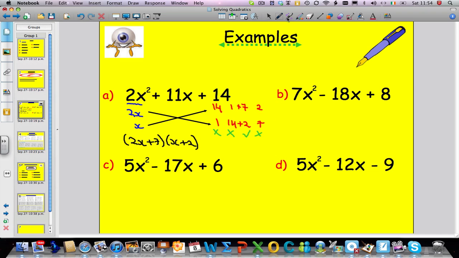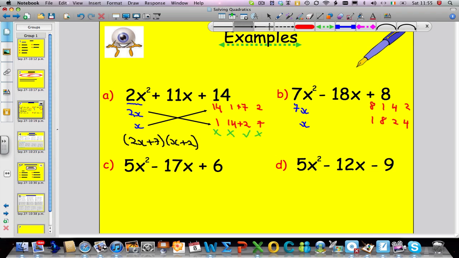Let's have a look at the next one. Start by writing down the factors of 7x squared. The factors of 7x squared are 7x and x. Now let's write down all the factors of 8, in both directions. I'm going to write down 8, 1. In fact, let's go back to red. We usually use red for this. So we write down 8 and 1, 1 and 8, and then 4 and 2, and 2 and 4.